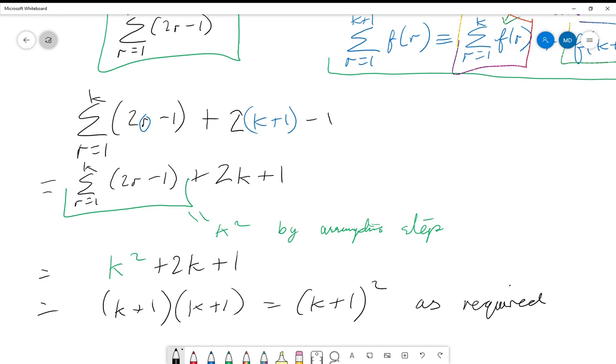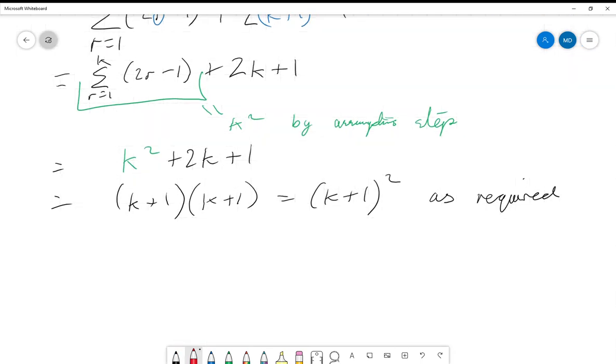And notice that we didn't write down that it was equal to k plus 1 squared at the start. What we did was we broke up the summation and then, using a bit of algebra, showed that it was k plus 1 squared. And then that leaves us to step 4, the conclusion. So we're going to deal with the conclusion.